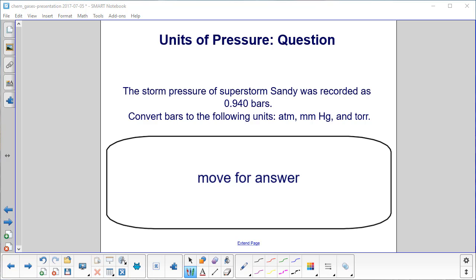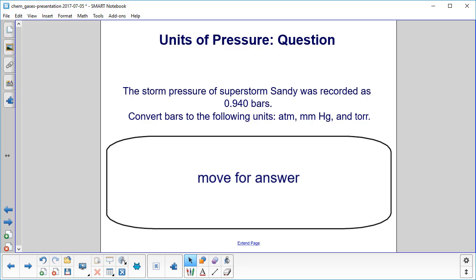As an exercise, convert that to atmospheres, millimeters of mercury, and torr. Notice that's less than normal atmospheric pressure, and that's typically what happens with storms. You have a low pressure event. So take a couple minutes, seconds, whatever you need to work on it, pause the video, and when you're ready, come back and I'll move the answer bar here.